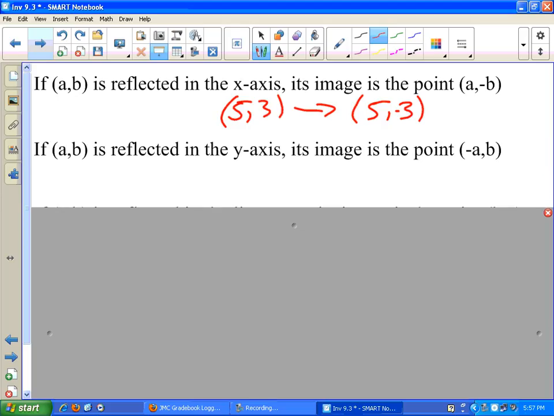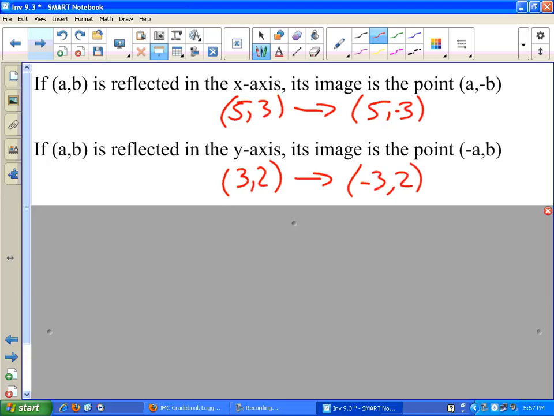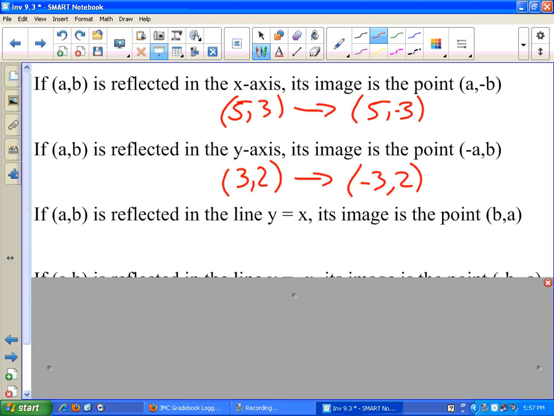Second one we did when we went over the y-axis, all we do is, if AB is reflected in the y-axis, it becomes -a, comma b. So this becomes, let's make a point 3, 2. This is going to become -3, 2. All we did is made a negative. Our next two, these are the little bit tougher ones. Okay, so here we go.